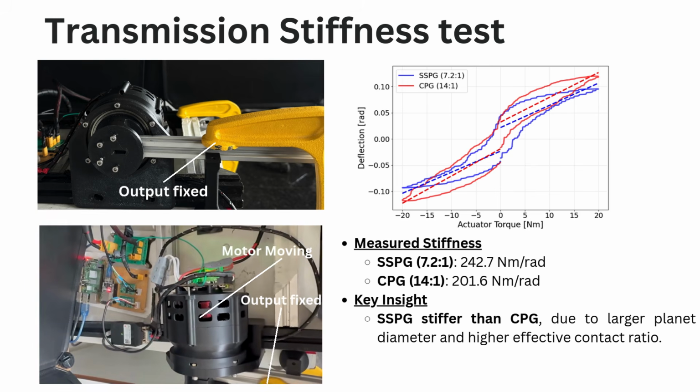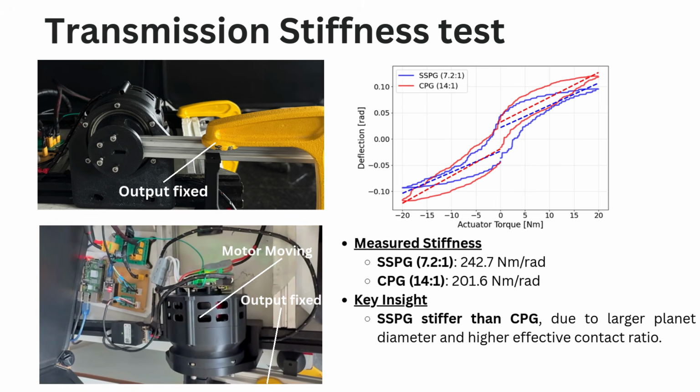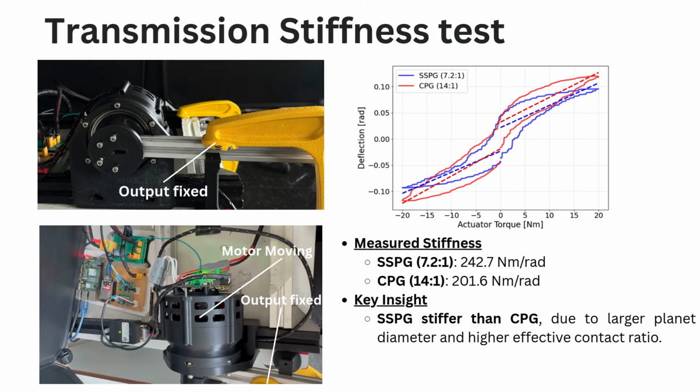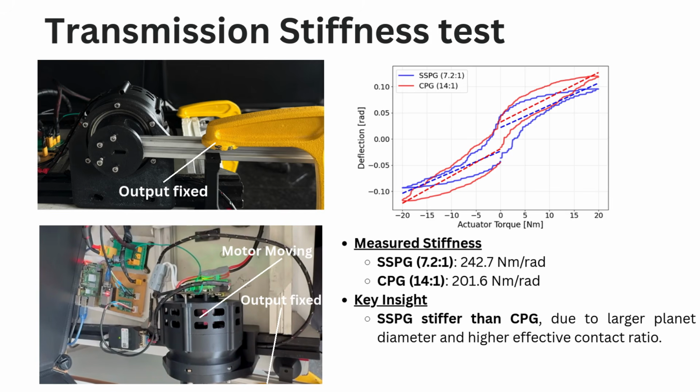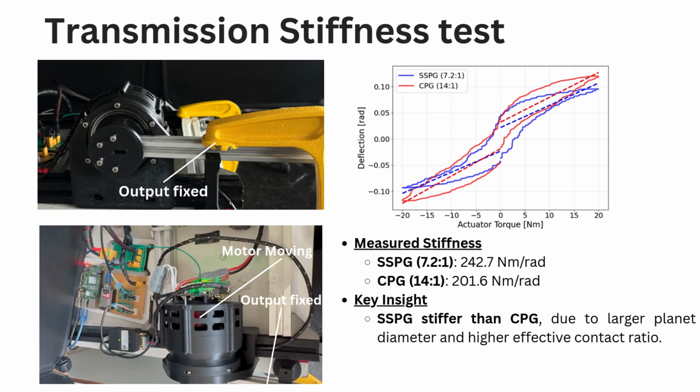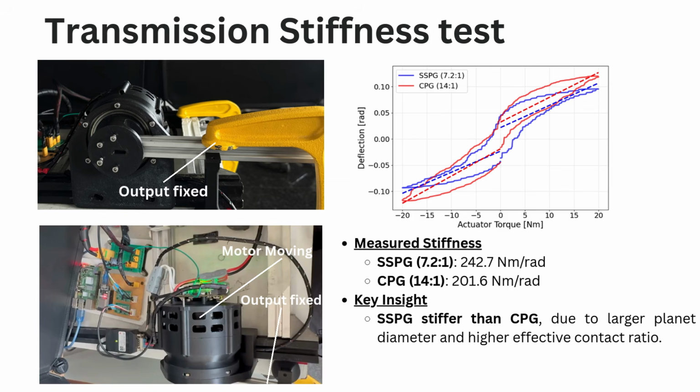Results of transmission stiffness test. The SSPG actuator shows a stiffness of about 242.7 Newton meters per radian, while the CPG actuator shows about 201.6 Newton meters per radian. This means the SSPG is stiffer than the CPG, mainly due to its larger planet diameter and higher effective contact ratio.